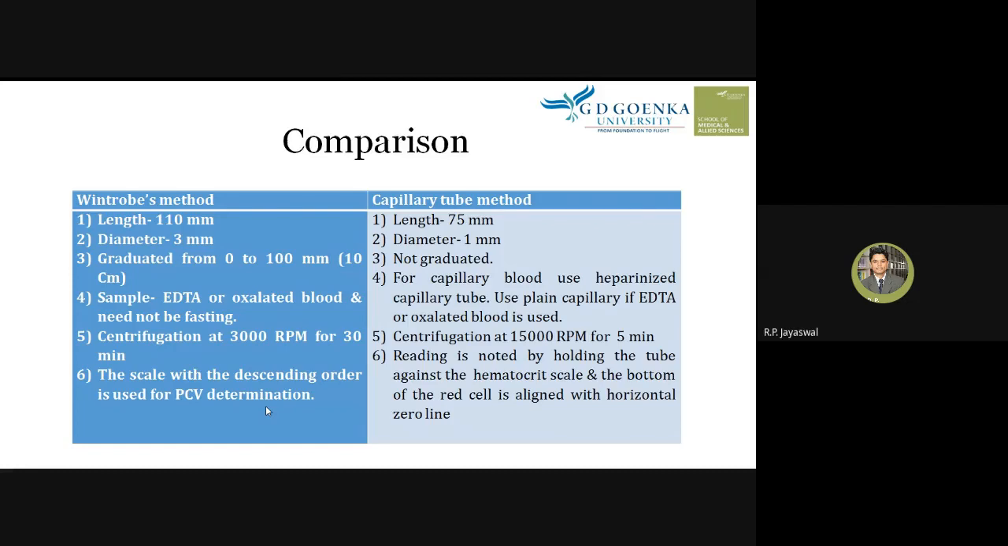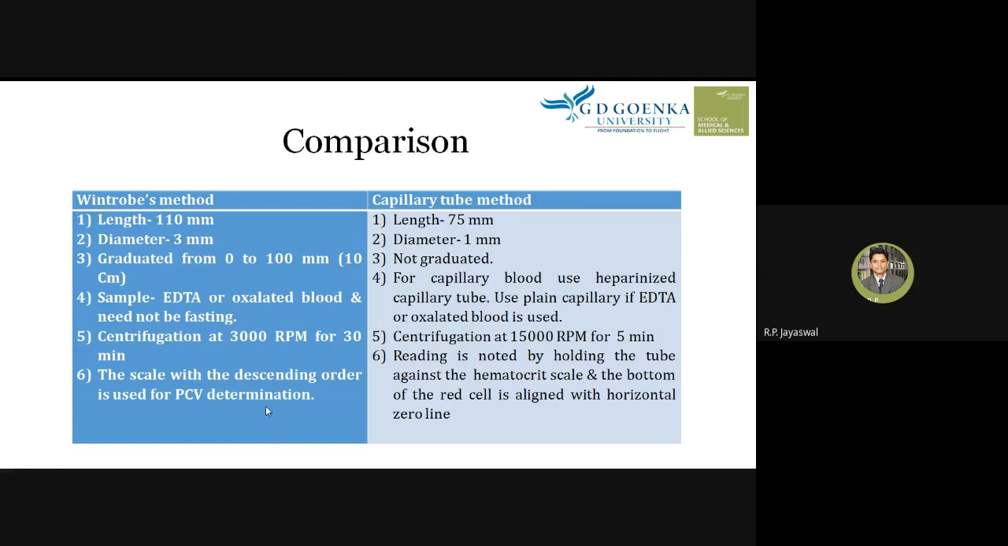So we have learned the packed cell volume by the Wintrobe method, and we have compared this method with the capillary tube method. The capillary tube method is not used these days because a special centrifuge is required, the centrifugation is at 15,000 rpm, and a hematocrit scale is also required separately. So we do not use the capillary tube method these days, but the Wintrobe method can be used in the lab.